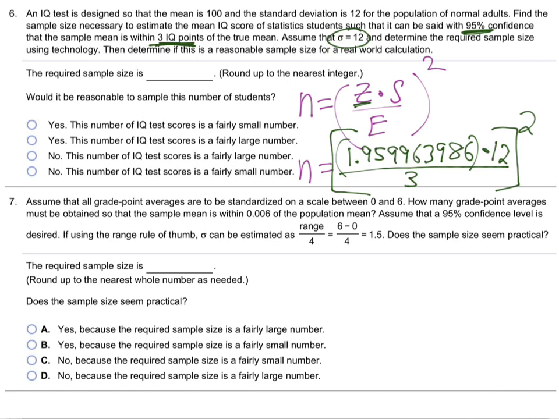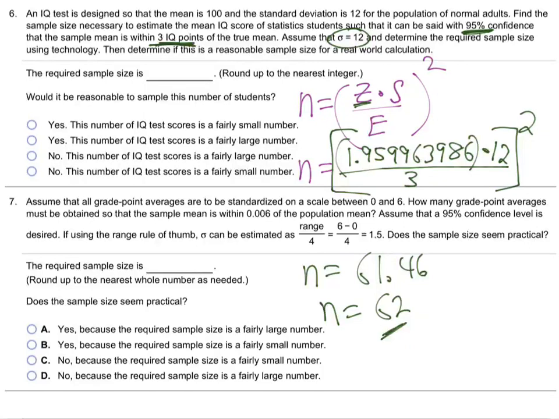Square it at the end. 61.46. Are we getting that? Yep. And what do we always do with n numbers? Round up. We always want to talk to more people, right? Talking to more people is always more accuracy. You can't talk to 61 and a half people. And if you talk to only 61 people, you did less than you needed. So you gotta talk to 62 people to get the accuracy you need.